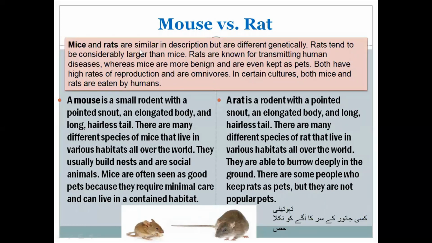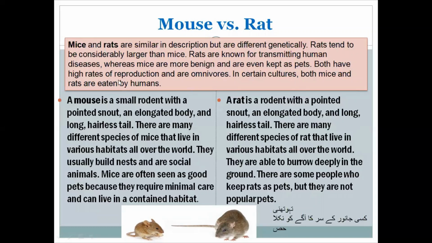तो यहाँ पे क्या कर रहा है, जो mice होते हैं, they are larger than the rats. Rats tend to be considerably larger than the mice. Rats are known for transmitting. Rats जो होते हैं वो यानी कि बीमारी फैला सकते हैं, while mice जो होते हैं we can keep them at our houses. हम उसको घर में रख सकते हैं as a pets, छोटे जानवरों की तरह.